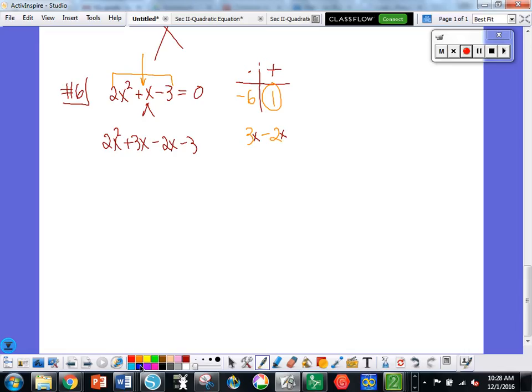Okay. The next step would be to group them. So we group the first 2, group the second 2. There's this little plus in between. Don't forget, you're not going to multiply now. You just group the first 2, group the second 2. Now, from the first group, pull out a GCF. What do they both have? They both have an x. What are we left with?